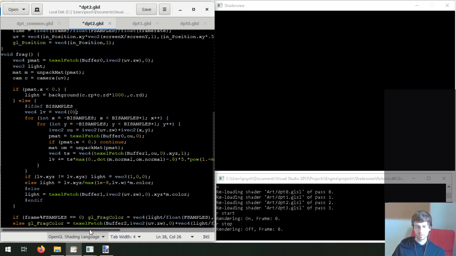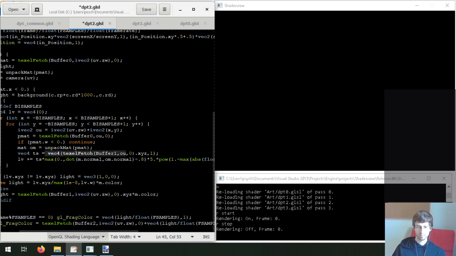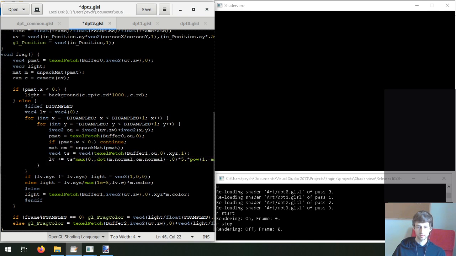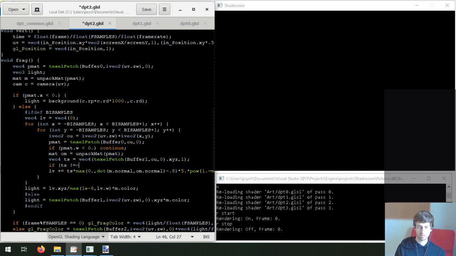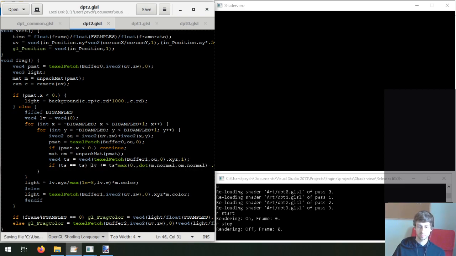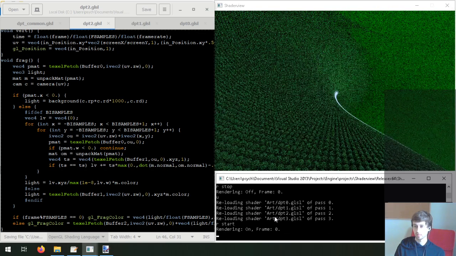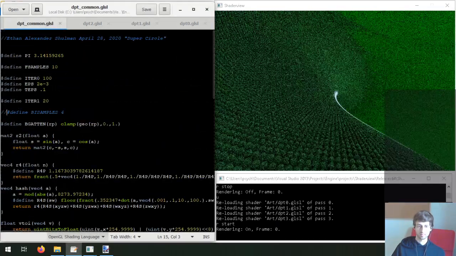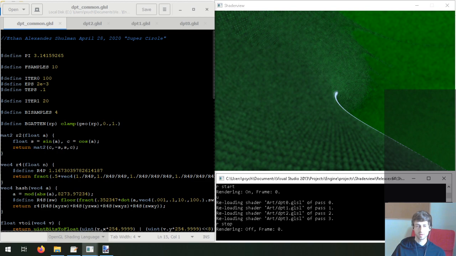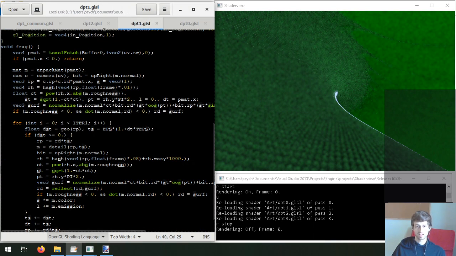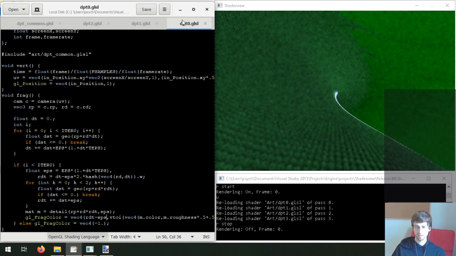It starts out with 0. It must be the texel here ends up being not a number, and I guess somehow pollutes. So what if I just do TS? Just TS. It's only added if it's not a number. Oh, okay, that fixed it. I still don't understand why this is not a number sometimes.